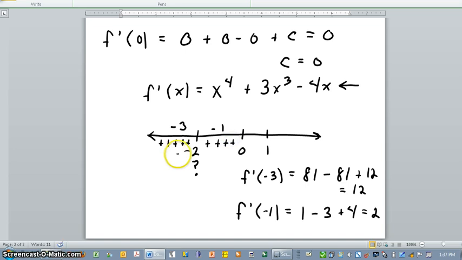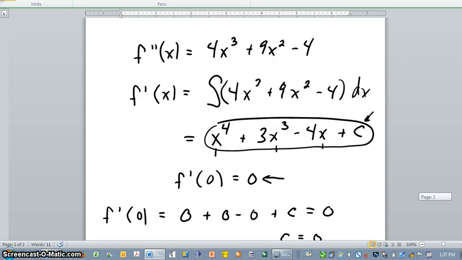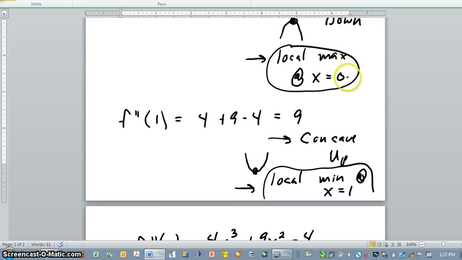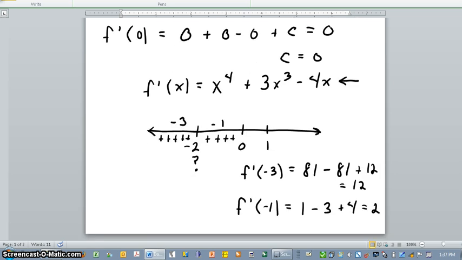So I've got a positive derivative on either side of this critical value, and what that means is that this is neither a relative max nor a relative min, since the sign of my derivative did not change. So I've got one local max, one local min, and then neither at x equals -2. Neither a max nor a min.